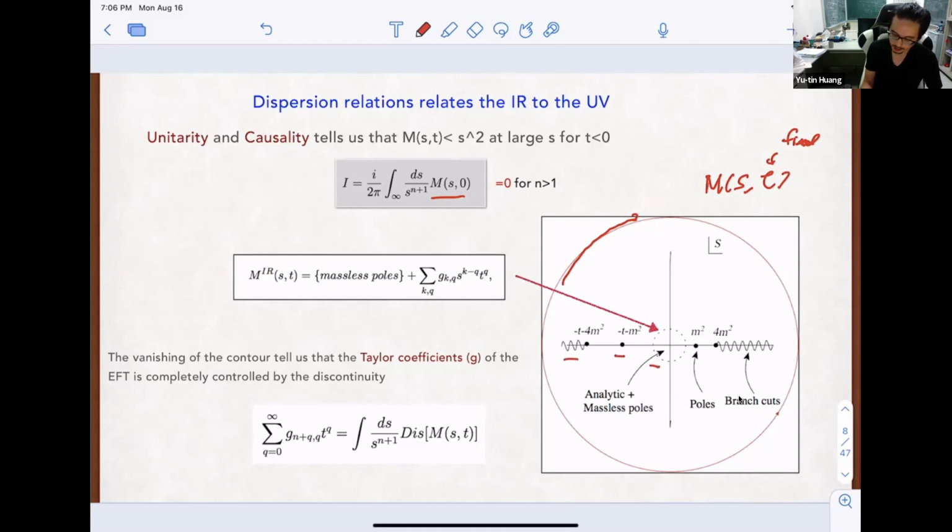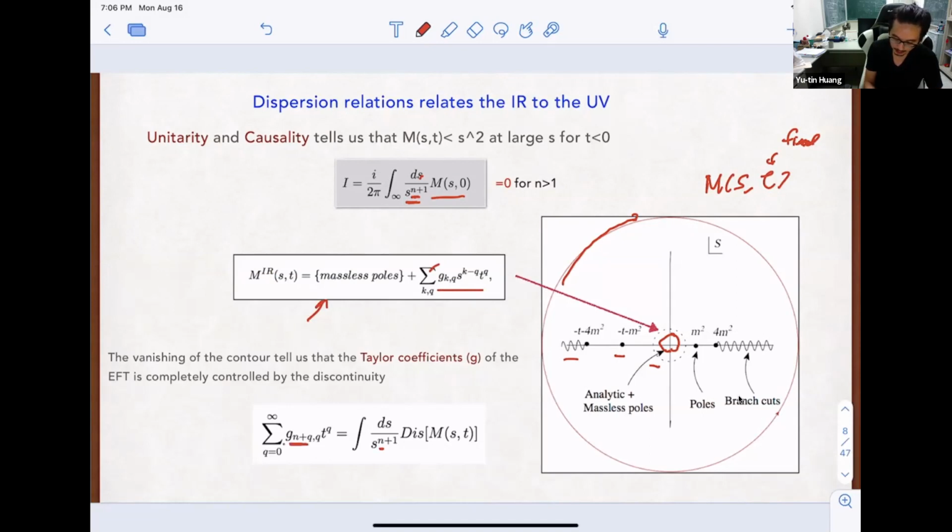There are two kinds of non-analyticity, broadly speaking. One is at the origin, because the contour integral I'm taking is ds over s to the m plus one, so it's going to pick up poles at the origin. At small s, the amplitude is governed by the IR effective theory, which means you have the polynomial expansion here. Depending on which powers of s you have, you pick out different Wilson coefficients. In particular, if I fix the power of s to be n, I'm picking up the nth order pole, and I pick up all the Wilson coefficients where k is n plus q.